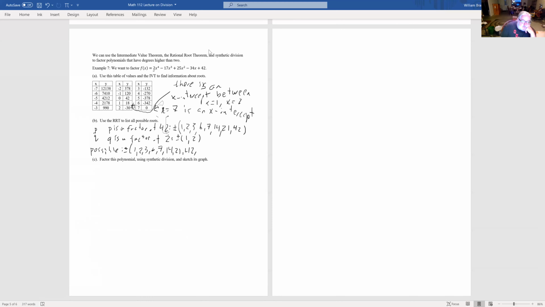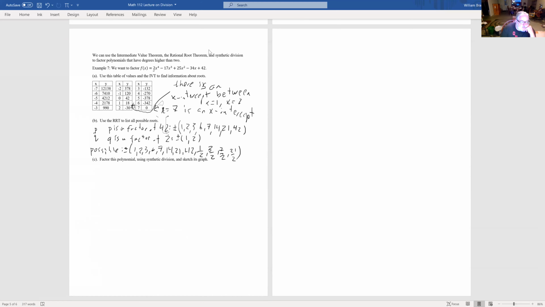And then the other roots are if 2 is the denominator. So that could be plus or minus 1/2. 2 over 2 is 1, but we've already got that. 3 over 2. 6 over 2 is 3, but we've already got that. 7 over 2. And 21 over 2. Note that 14 divided by 2 is 7, that's already in our list. 42 divided by 2 is 21, that's already in my list. So those are my possible fractions.